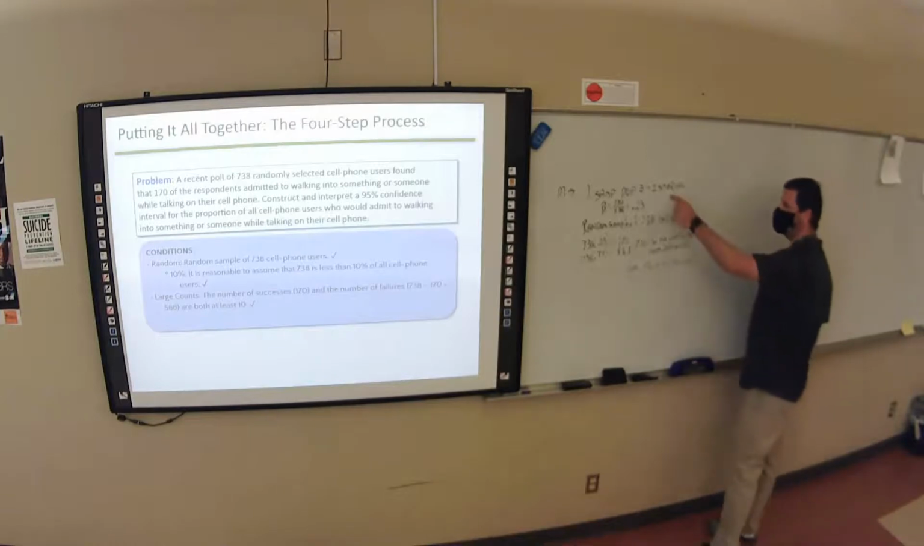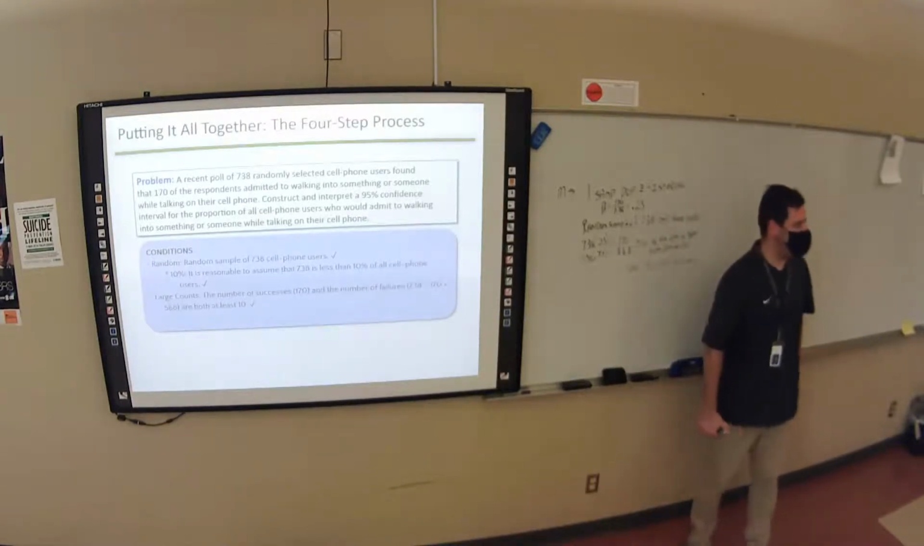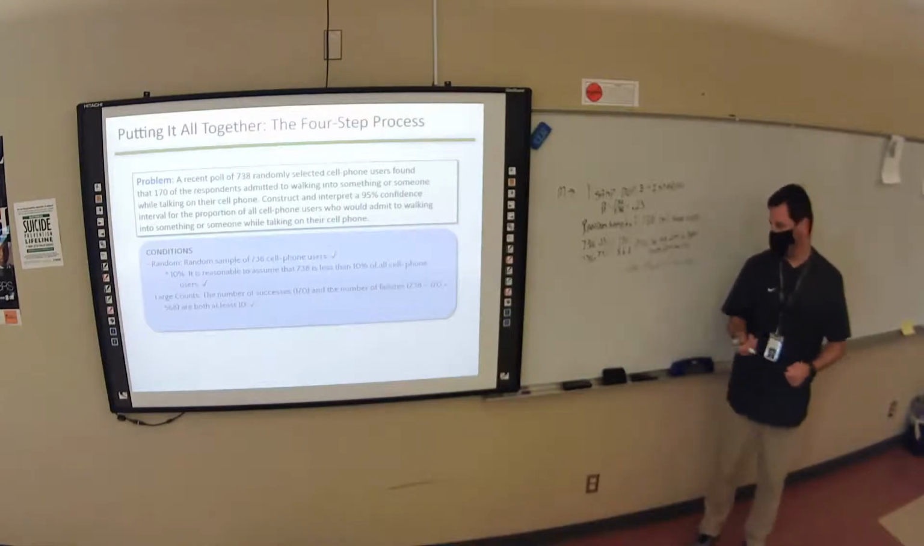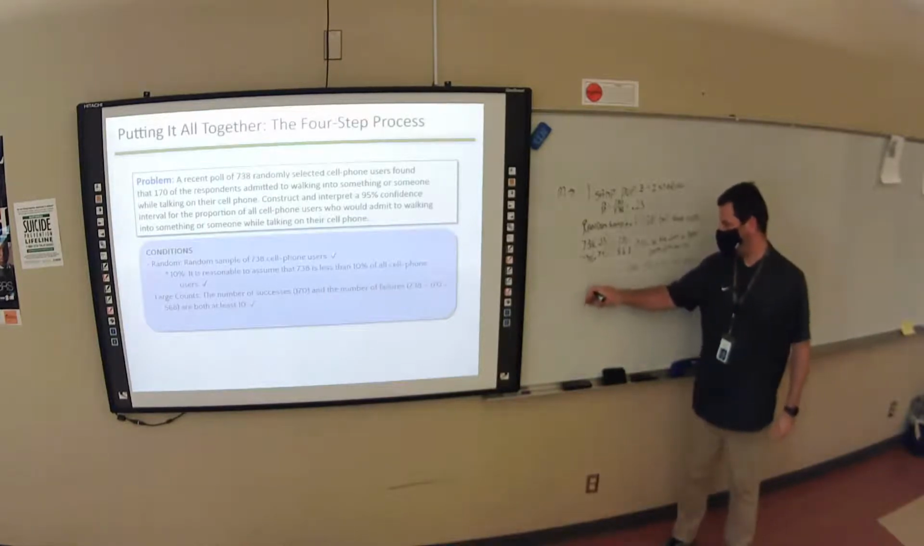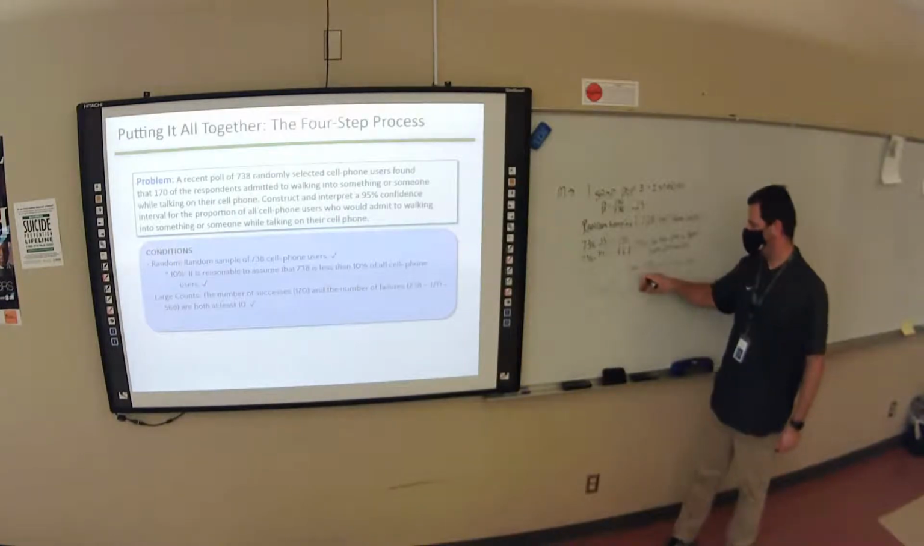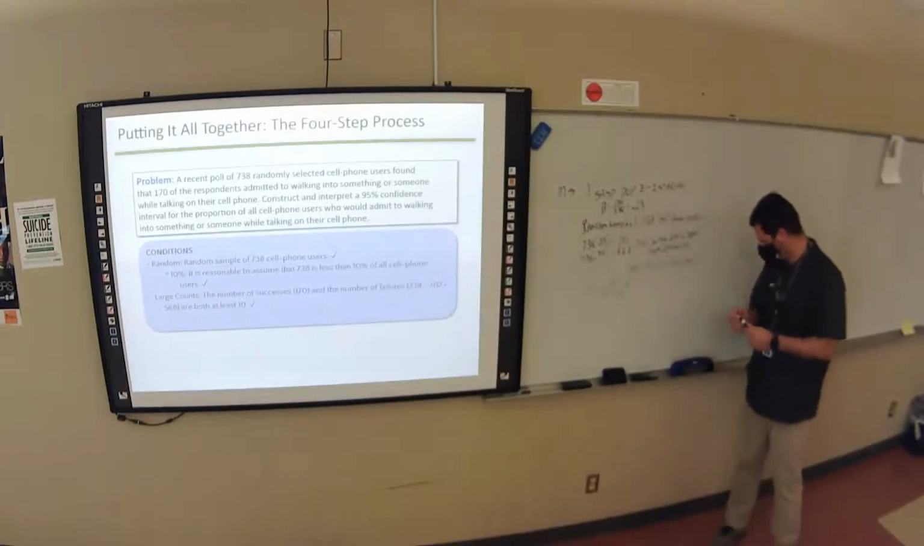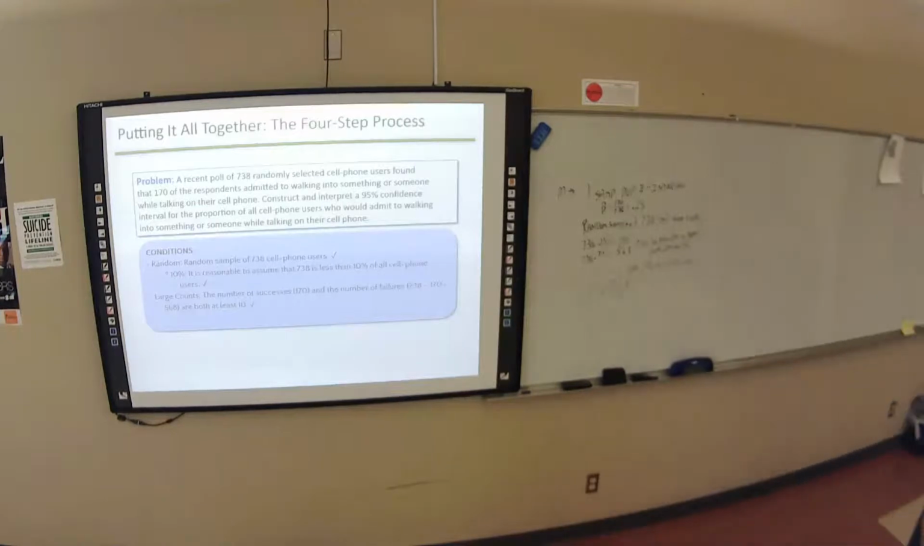So I got my method. I got my conditions. Next thing I'm going to do is my calculations. I'm going to write the formula: p hat plus or minus z times the square root of p hat times 1 minus p hat over n. Sorry about my marker. And then I'm going to fill in the values.